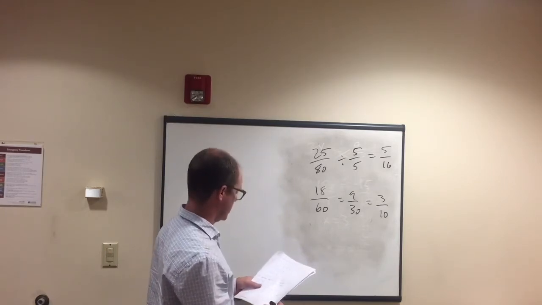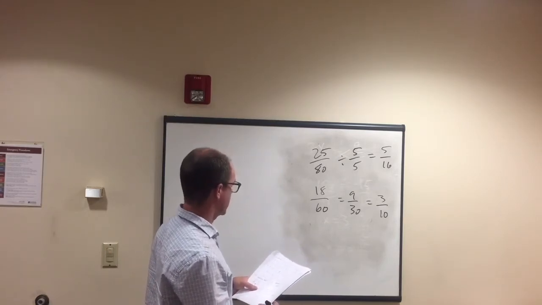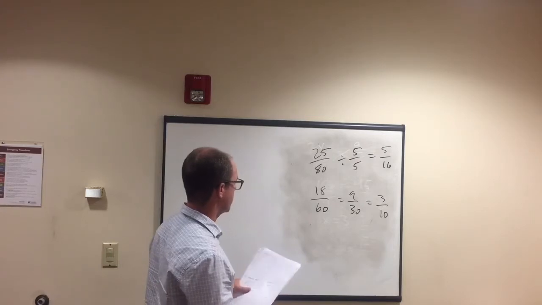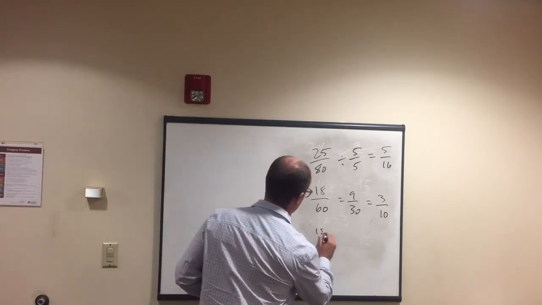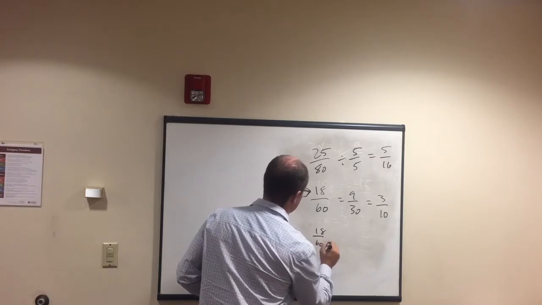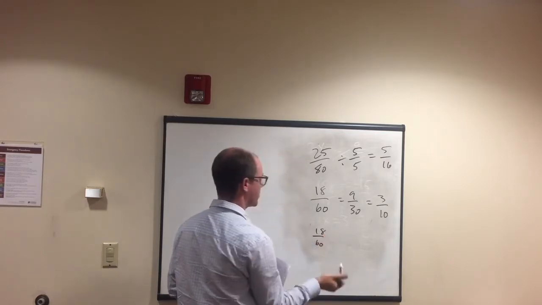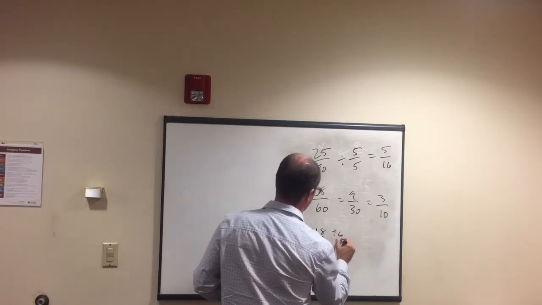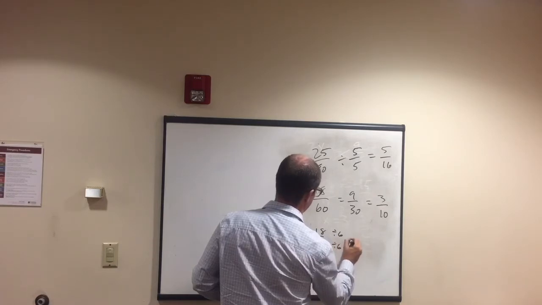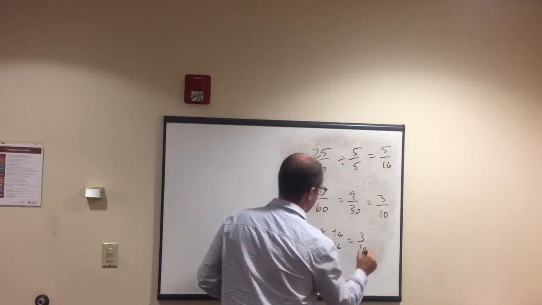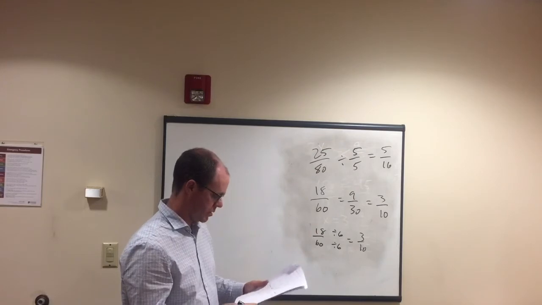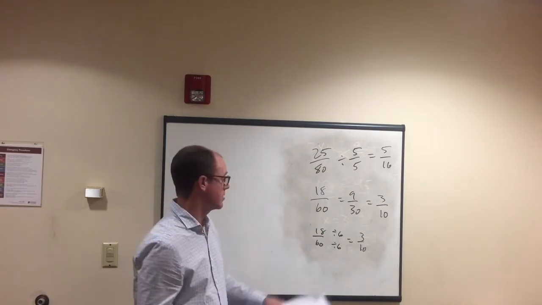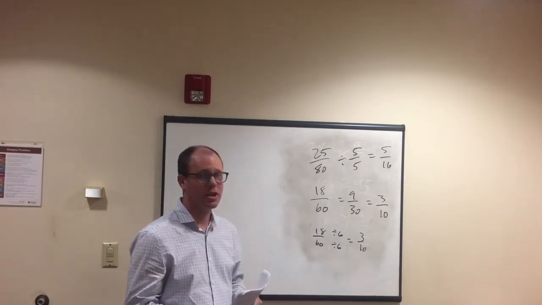Now, as we look at this though, 18 divided by 60, we could have just divided by 6 at the beginning, because we divided by 2 and then we divided by 3. If we divided by 6, that would have got us to 3/10, just a little bit faster, but really gets you the same answer. So whichever way is more comfortable is good for you.